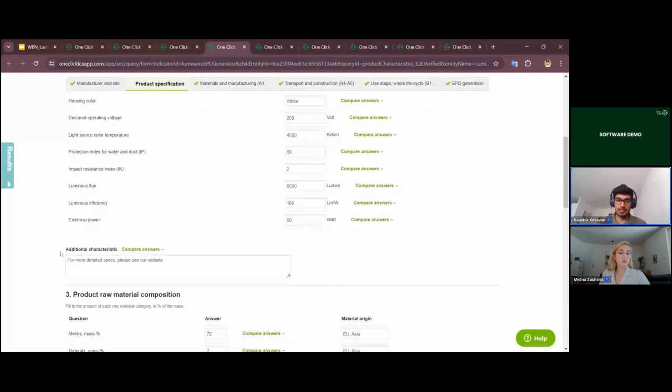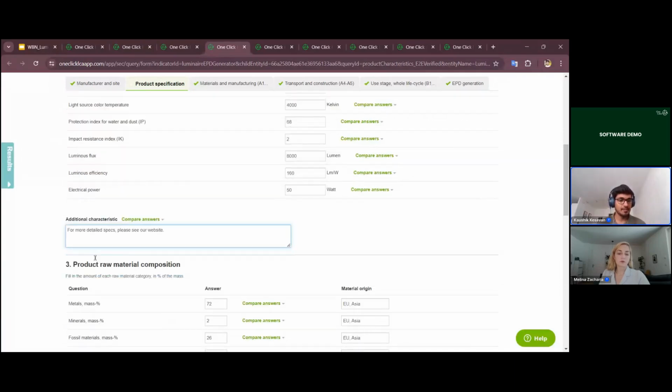If there are any additional characteristics that are not visible here, you can add them here. This can be, for example, if you have a different lens type that I've come across in a few cases, then you can add that information here and what the product you're doing the EPD for represents. It could also be for the installation fixture. So some are suspended from the ceiling, some are just fixed statically. So all of this can be mentioned here.